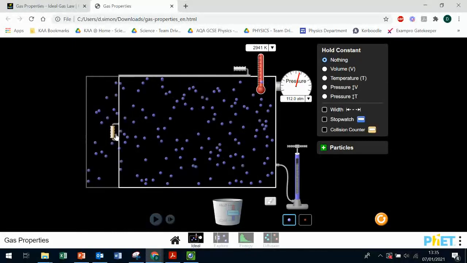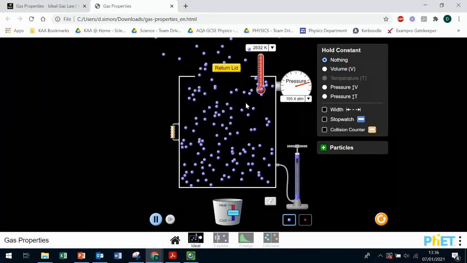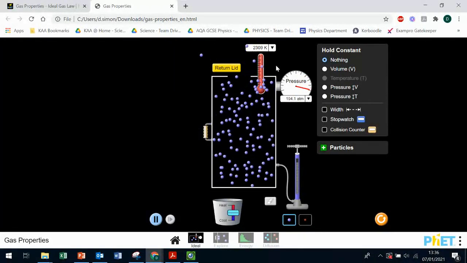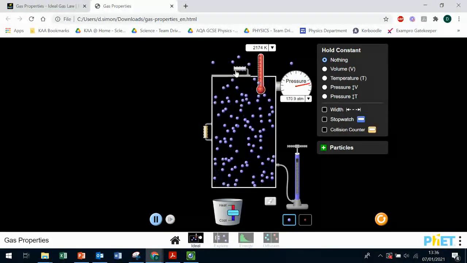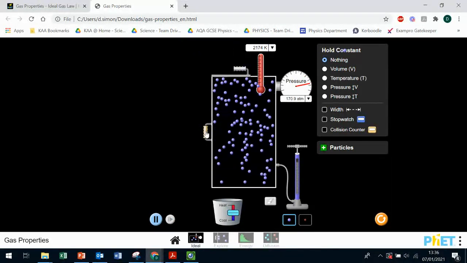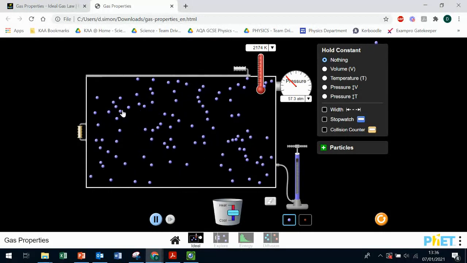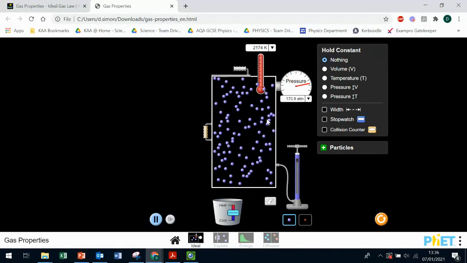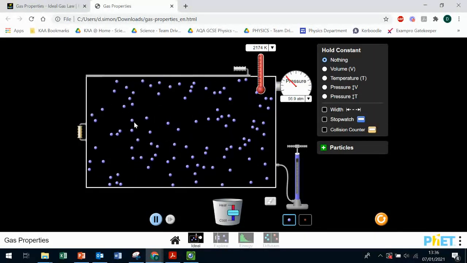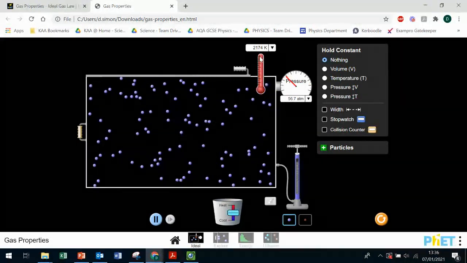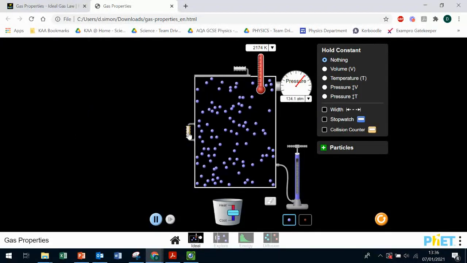So we can also do things like change the volume. And in this case, when I've decreased the volume, I've increased the pressure so much, I've just blown the lid. But obviously, if we change the volume, you'll see what happens to the pressure. It increases. You will see that the molecules move faster on average.